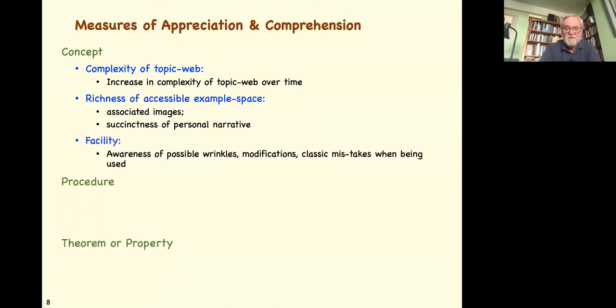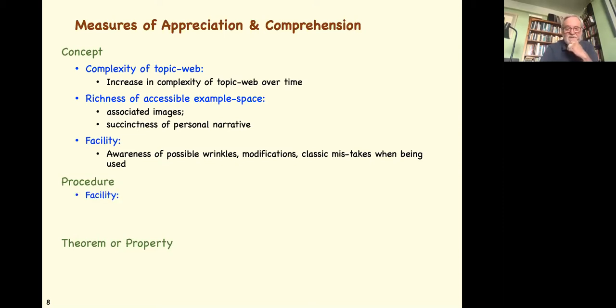And for facility with a concept, it seems to me what's really important is the awareness of possible wrinkles, modifications, classic mistakes when the concept is being used. So people often complain that students will use a theorem without checking whether the assumptions and the conditions in the theorem actually hold. And this is what I'm addressing here. So one of the things we can be doing is getting students to expose what they think are possible wrinkles or modifications that need to be made when a particular concept is being used. I should have some examples of that in a minute.